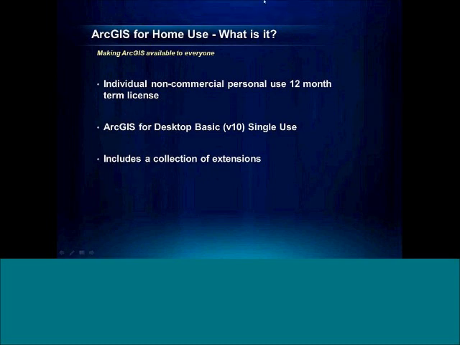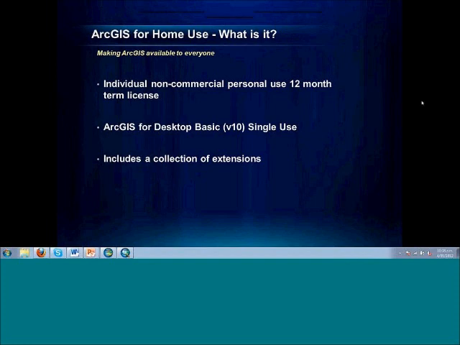So what is it? Well, it really does make ArcGIS available to everybody. ArcGIS for Home Use is an Esri offer that provides an individual a non-commercial, personal use 12-month term license. That's at ArcGIS Desktop Basic level, or formerly ArcView. It's a single-use license and includes a collection of extensions.